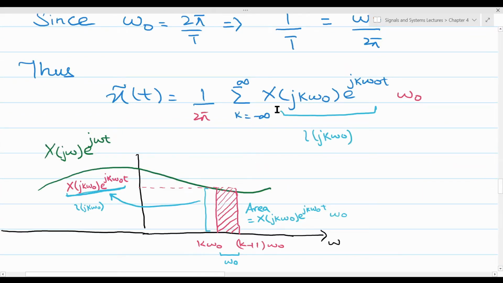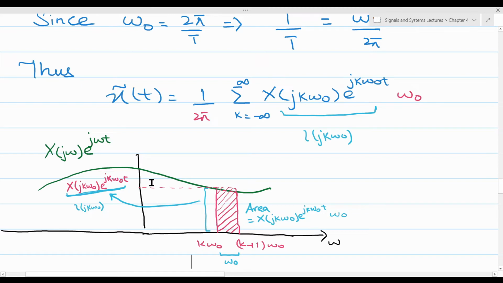Let's visualize this equation from this graph, where we have plotted an envelope function of X(jk omega naught) e^(jk omega naught t) by replacing this k omega naught with a continuous variable omega. For ease of representation, I am defining X(jk omega naught) e^(jk omega naught t) as L(jk omega naught). Therefore, at a particular value of k omega naught, we will have a sample here with a height of L(jk omega naught), and the next sample in this summation will occur at (k+1) omega naught. Again, it will have some height.